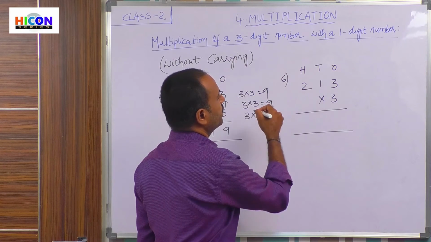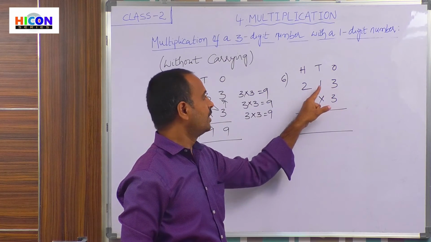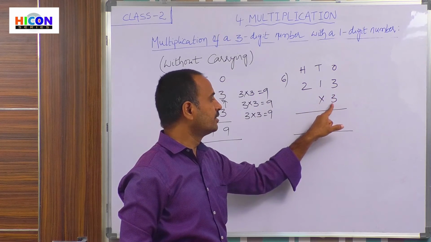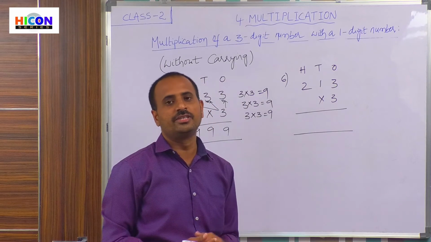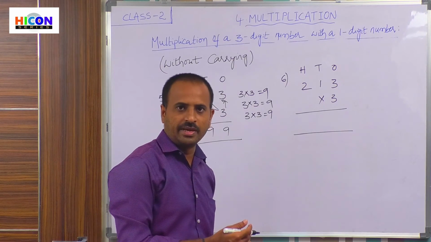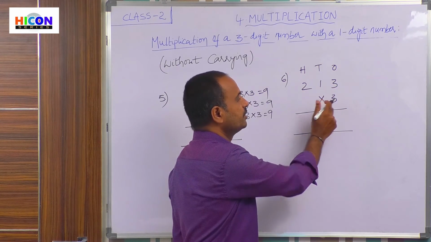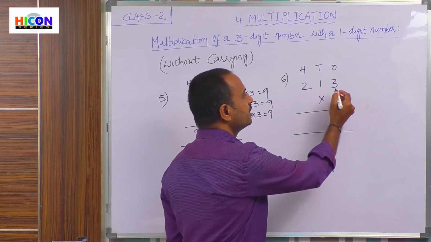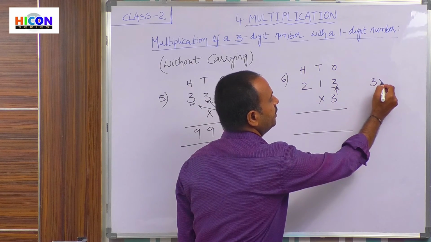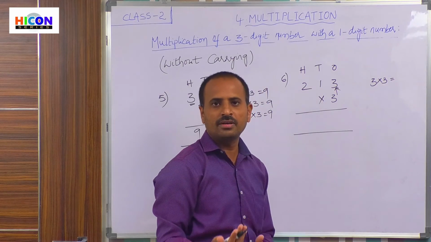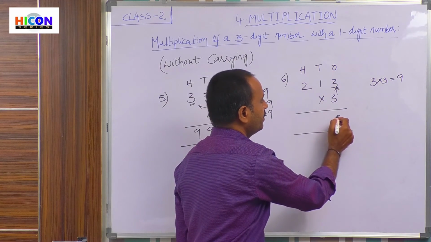Children, see the next problem, the sixth problem here. They have given a number 213. We have to multiply 213 with 3. Here 213 is a 3-digit number and 3 is a 1-digit number. Start multiplication from ones place: first multiply the digit present in ones place with 3. 3 is present in ones place, so multiply 3 with 3. Children, how much are 3 threes? 3 threes are 9, and write this 9 under ones place.